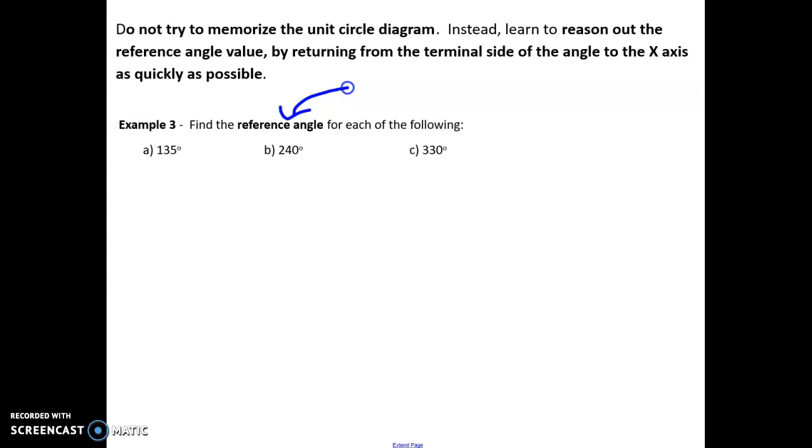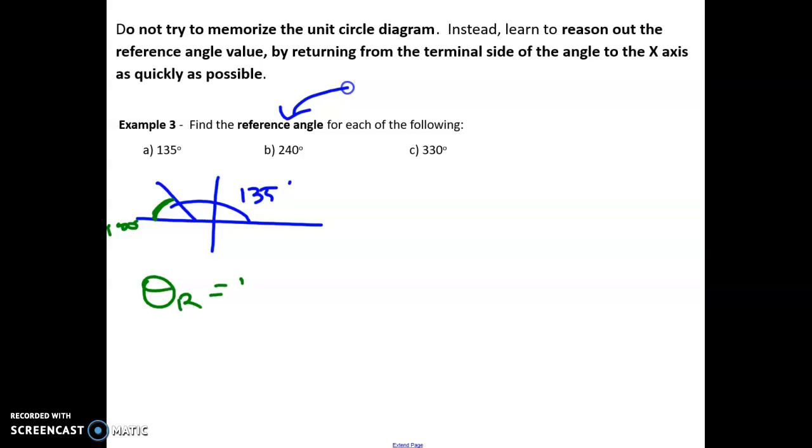So let's look at 135. Okay, 135 would be over here in quadrant 2. So if I'm looking for the reference angle, that's going to be from the terminal arm to the nearest x-axis. Remember that that x-axis is 180 degrees right there. So how many degrees are between 135 and 180? 45. So we say that the reference angle is 45 degrees. So remember that theta with that little r stands for reference angle.